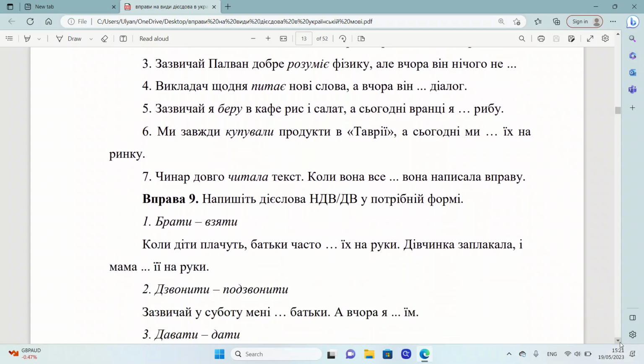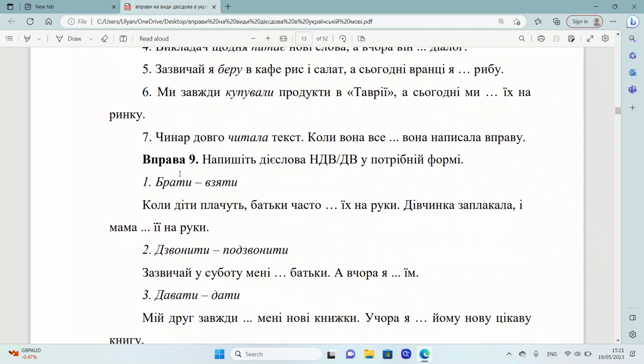Okay, so here we have those verbs. So for this one, беру, here we have those infinitives. So брати, to take, and взяти, it's a perfective form. So it's completely irregular. Дзвонити, подзвонити, to call, давати, дати, again, irregular verb.